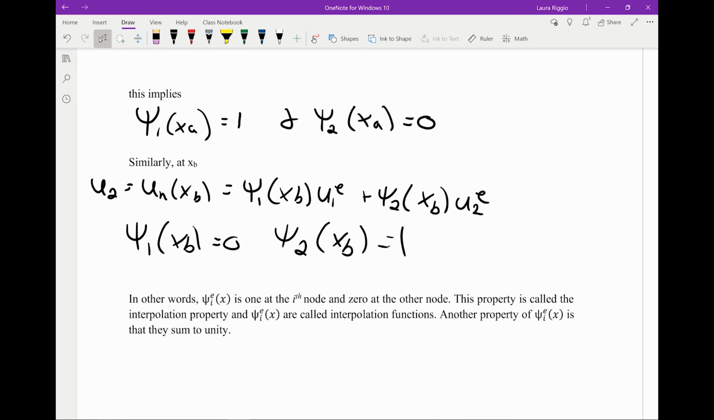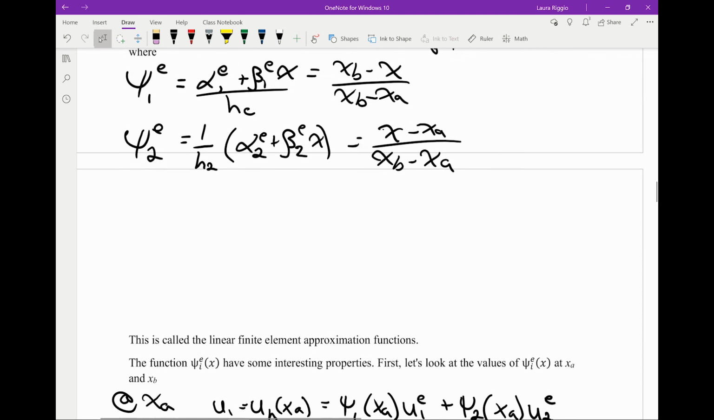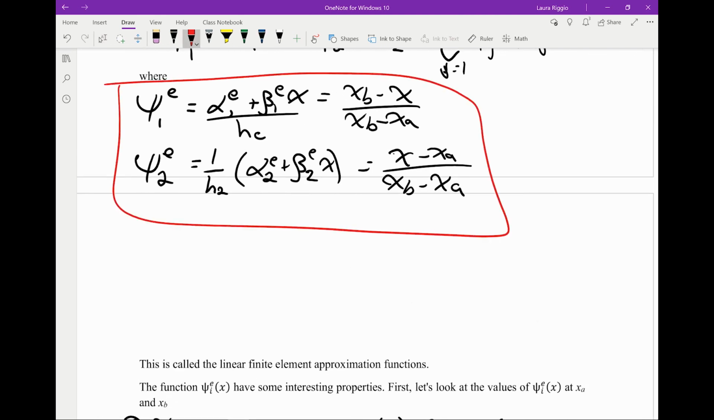Because this tells me that psi i of x is 1 at the ith node and 0 at any other node. This is an interpolation property, which is the final requirement of our approximate solution. So psi is called your interpolation functions. Another property of psi is that they sum to unity. So these right here are your linear interpolation functions. They're important. They're one of the few equations that you should actually memorize for this course.